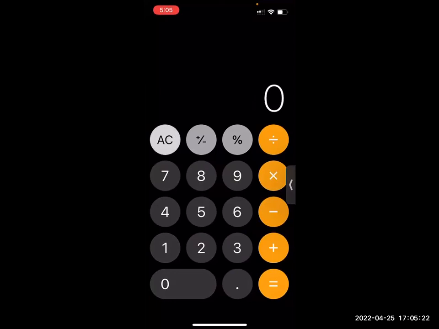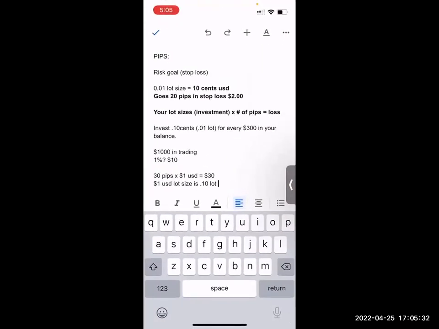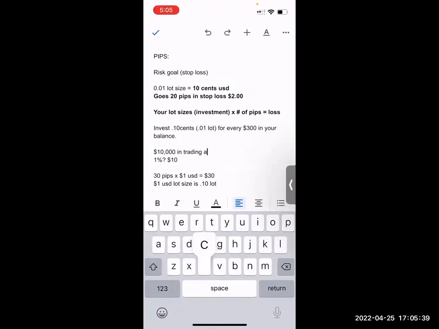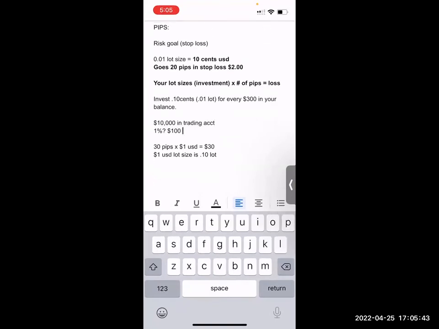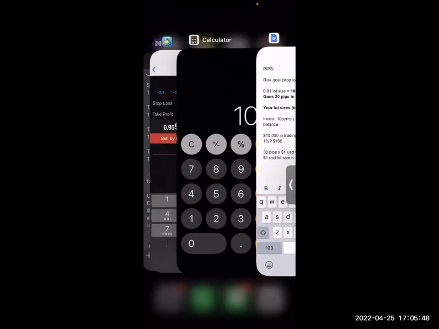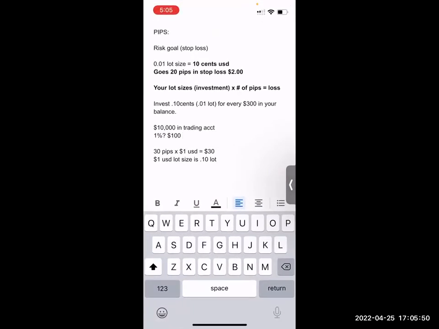All right. So even if you have a $10,000 account, 1% of $10,000 is $100. Okay. So let's check this with a $10,000 account. If somebody has $10,000 in their trading account and they want to lose no more than $100 per trade or per day, whatever their preference is, and I send out a trade for a 30 pip stop loss, what lot size can they trade? What can I invest? Well, I have a $10,000 account.